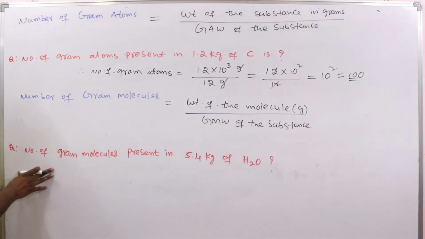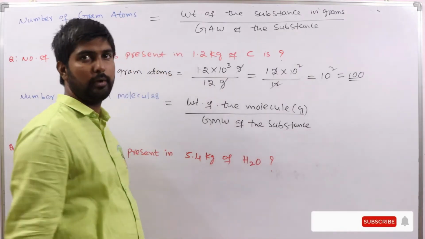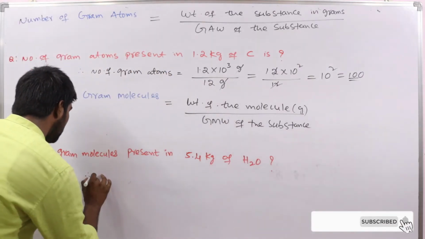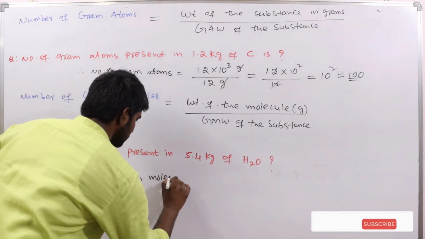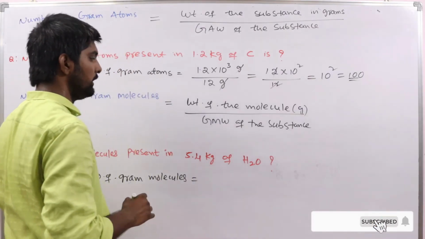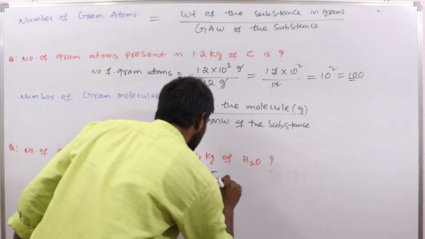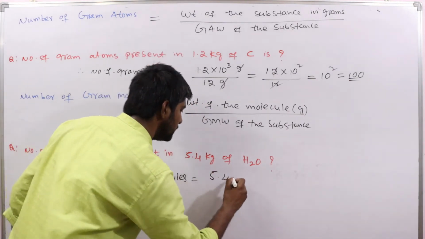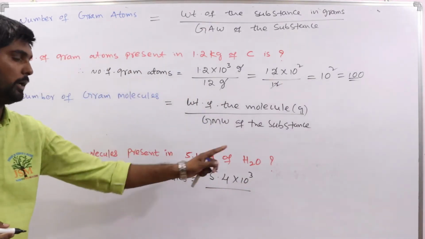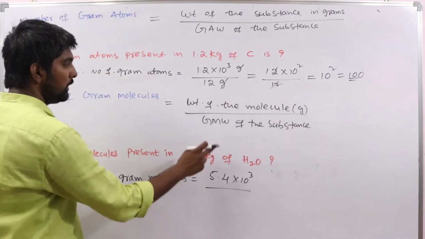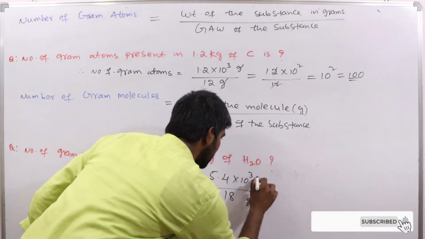So this is the formula. We have a question here. Number of gram molecules present in 5.4 kilograms of H2O. How to calculate? Number of gram molecules of H2O is equal to weight of the water molecules, which is given as 5.4 kilograms. So we have to express it definitely in grams, so it is multiplied by 10 power 3, and divided by gram molecular weight of water, which is 18. So the grams will get cancelled.